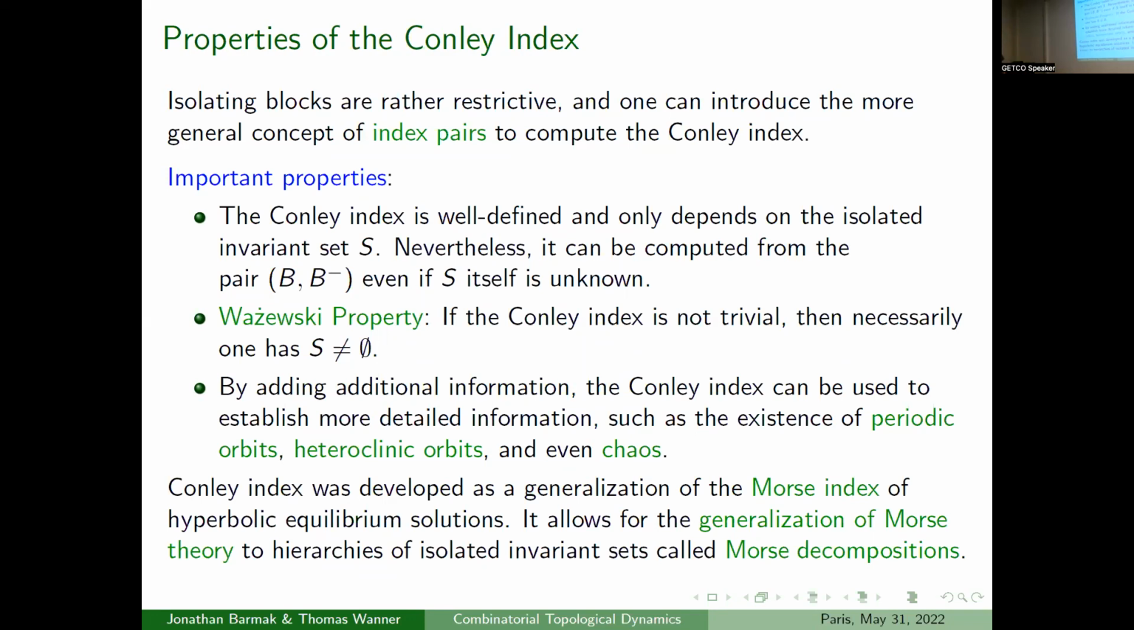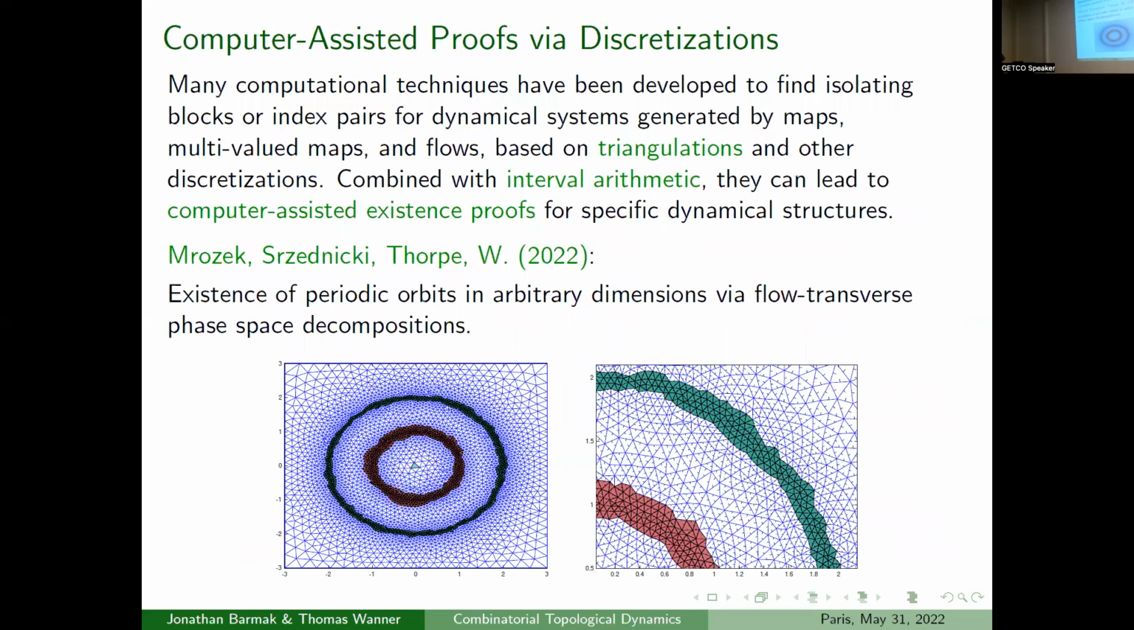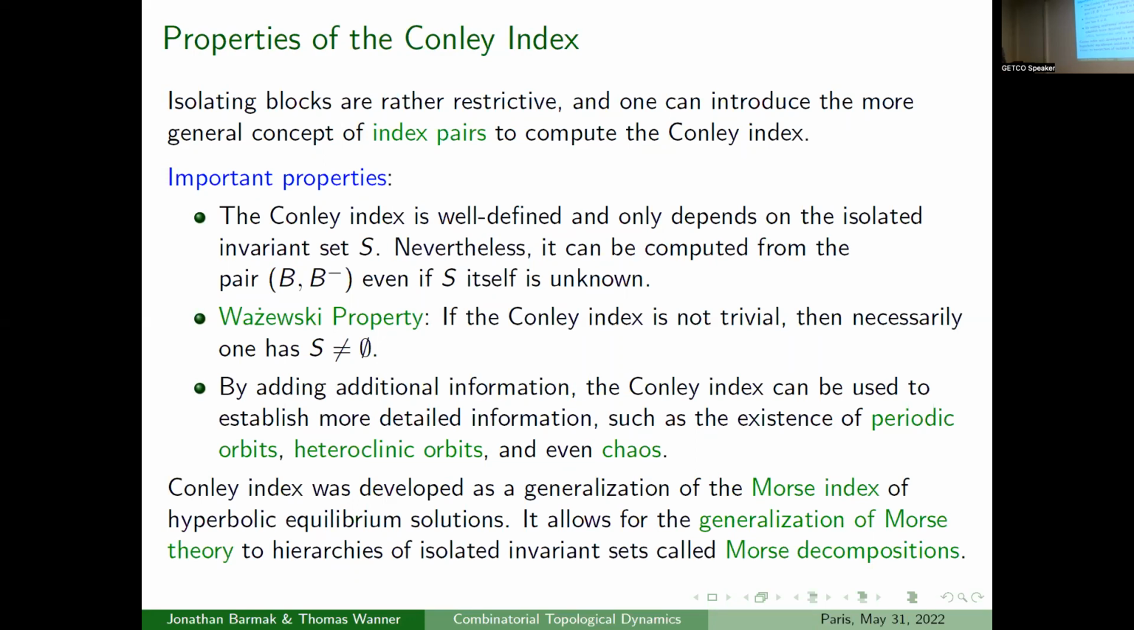We do have what's called the Wazewski property, that if the Conley index is non-trivial, there has to be a non-empty isolated invariant set inside. So that gives you an existence proof, and you can actually use it to locate invariant sets in dynamics. And if you add additional information, you can use the Conley index also to establish periodic solutions, heteroclinic connections, even chaos, and other things. So this is really a first step that allows you to analyze dynamical systems in a better way.